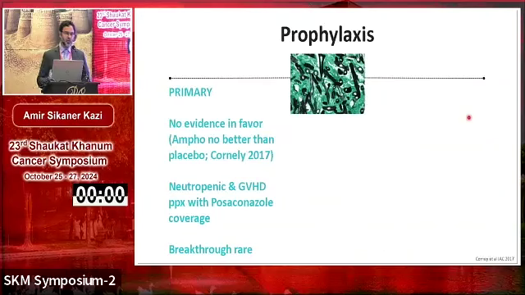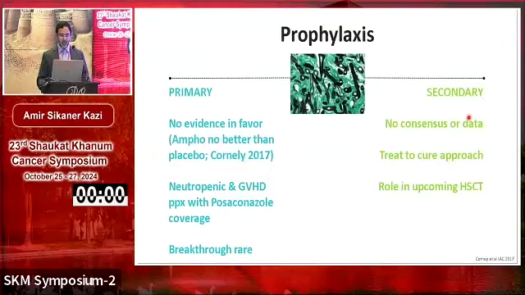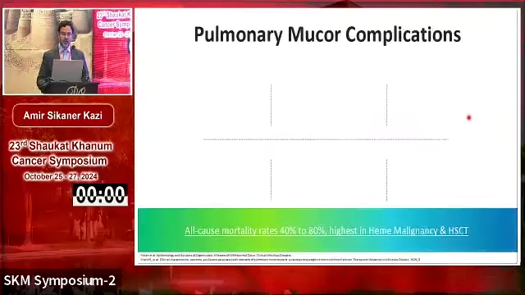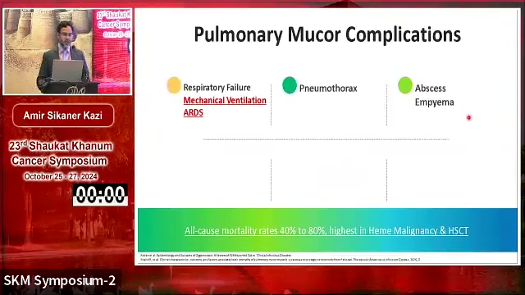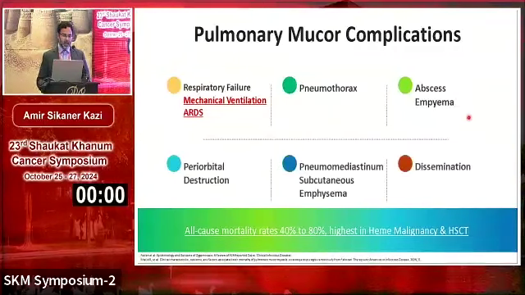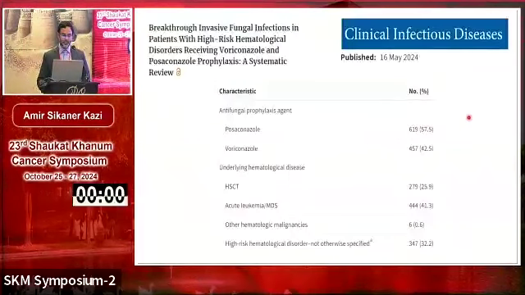Prophylaxis, usually for mucor, we're not really targeting primary prophylaxis. There's been no evidence in favor of that. But by virtue of neutropenia and GVHD prophylaxis, they do receive POSA coverage. Secondary prophylaxis is not really recommended, but if there is an upcoming transplant, then one can continue with therapy. Complications are pulmonary, then dissemination and periorbital destruction.